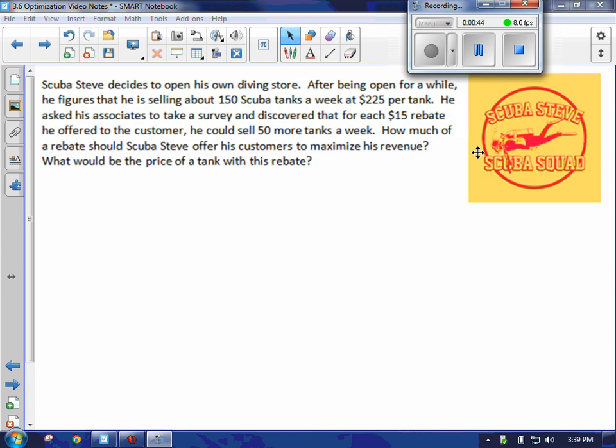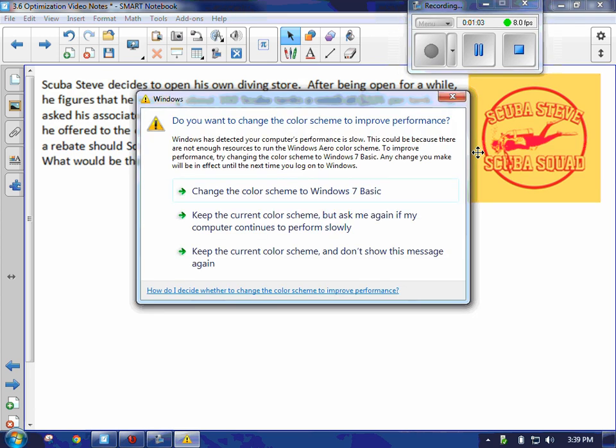So we're wanting to know how many $15 rebates he needs to give in order to maximize his revenue. For each $15 off, he's increasing his revenue because he's selling more tanks. But at a certain point, he's going to offer too little money and not make enough. So we want to maximize his revenue.